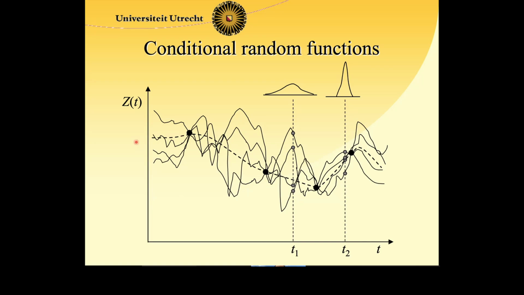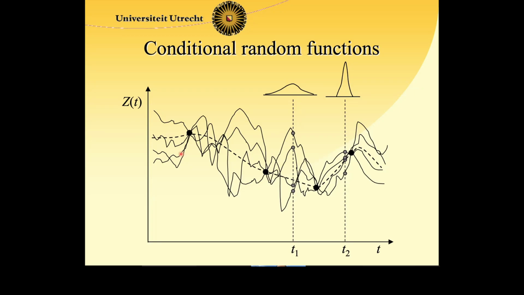Because the mean is the dotted line that passes through all the observations, it is not constant in time, and also the variance is different depending on whether you're close to an observation or not. So even though an underlying random function may be stationary, if you start conditioning, if you start adding observations and then construct the conditional random function from the non-conditional one, the underlying one, then the resulting conditional random function is non-stationary.